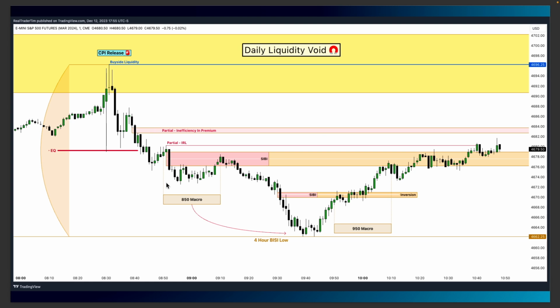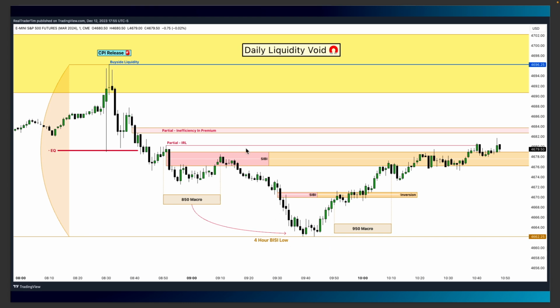Now, the first thing I want you to focus on is the 850 macro, and more specifically, this SIBI here, this 1-minute SIBI red box that I'm referring to here with my cursor. During the 850 macro, when we expect a spooling of price to liquidity or inefficiency, what do we get? What occurs? We have this SIBI formation that sends us down to our key reference point, 4-hour BISI low that we discussed in the previous slides. So the 850 macro is utilizing a PD array to send us to a key reference point.